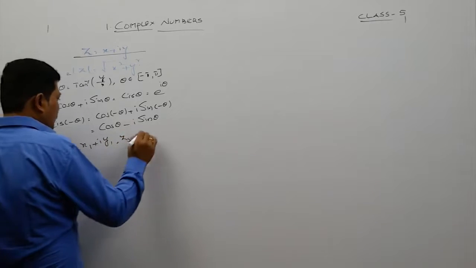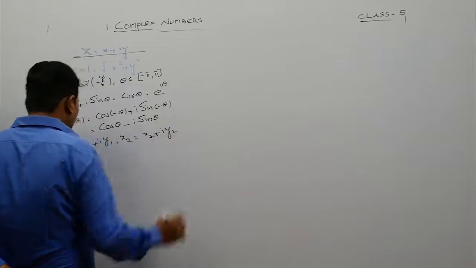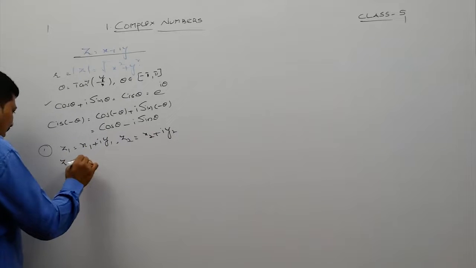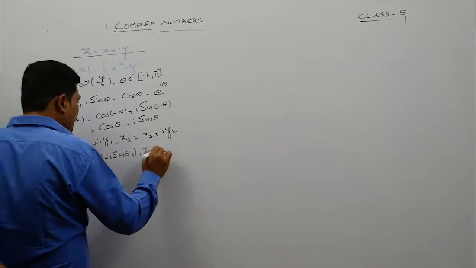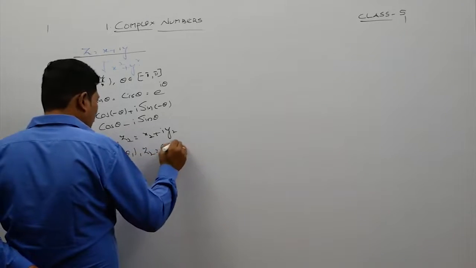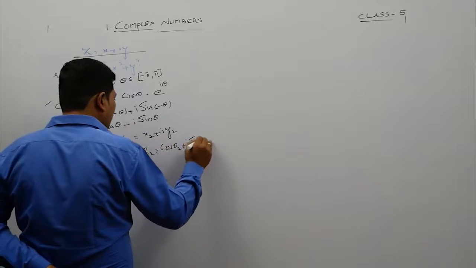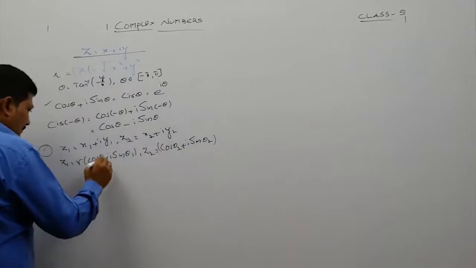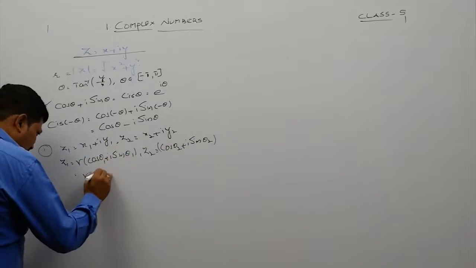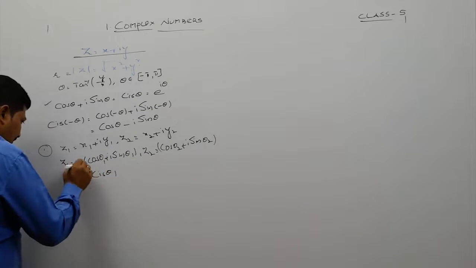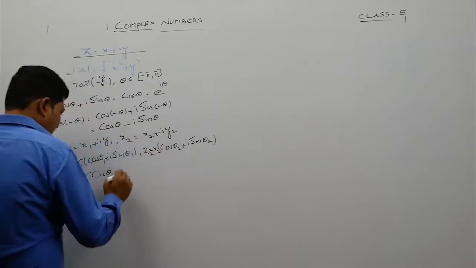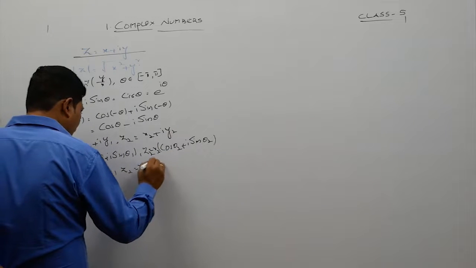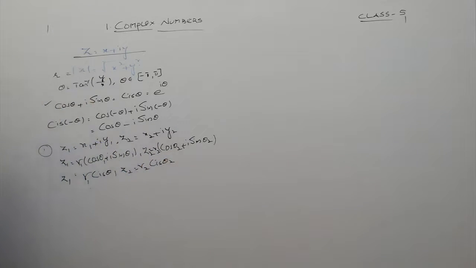z2 is equal to x2 plus iy2, and suppose z1 can be expressed in the form of r1 into cos theta 1 plus i sin theta 1, z2 is equal to r2 into cos theta 2 plus i sin theta 2. So most importantly z1 is equal to r1 into cis theta 1, as well as z2 is equal to r2 into cis theta 2. Then we are having two important theorems. Actually the proofs are not necessary here.